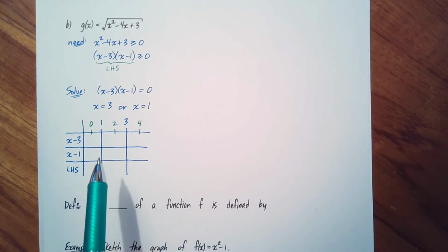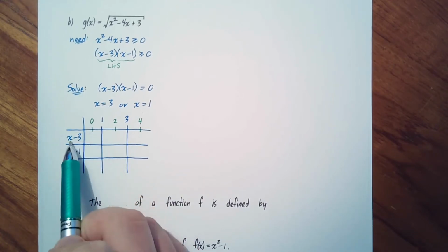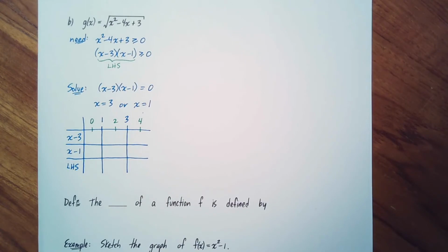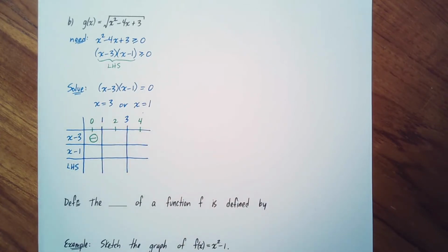Okay, so what you're going to do now is take those 3 sample points and plug them into these factors. You're going to see what it's equal to, but really all you care about is whether it's positive or negative. So for example, if I take 0 and plug it into x minus 3, I get 0 minus 3, which is negative 3. Now I don't care about the negative 3, I just care about the negative. So we're going to write a negative in that square.